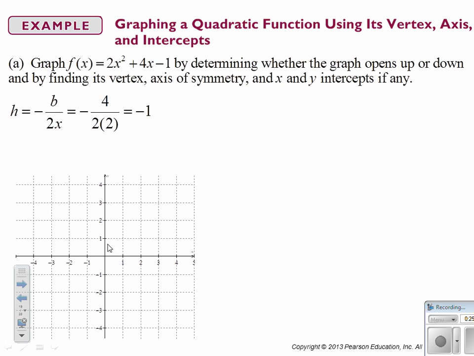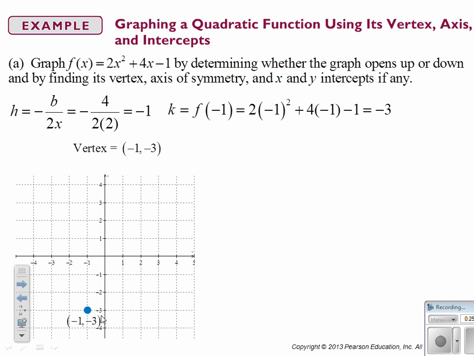So our vertex is at x equals negative 1, and I need to find what my y value is when x is equal to negative 1. So I'm going to plug it in. Negative 1 squared is 1, times 2 is 2, plus 4 times negative 1 is minus 4. So 2 minus 4 is negative 2, and then minus 1 more is negative 3. So it's going to be negative 1, negative 3.